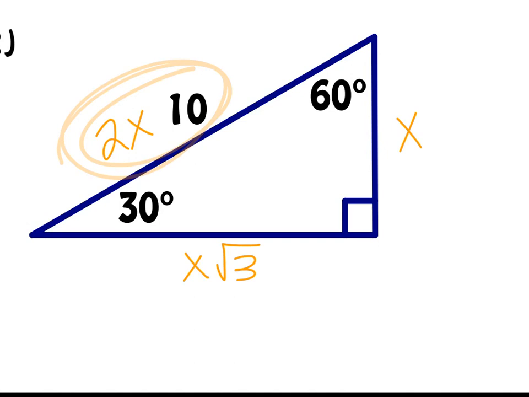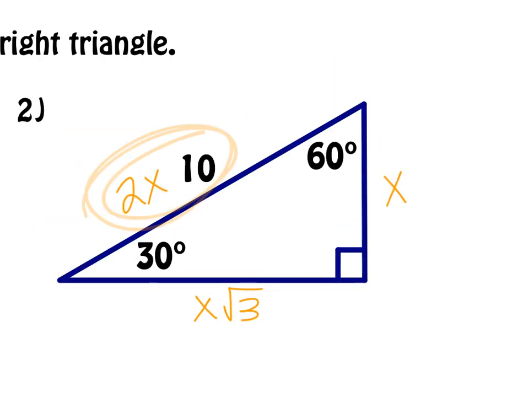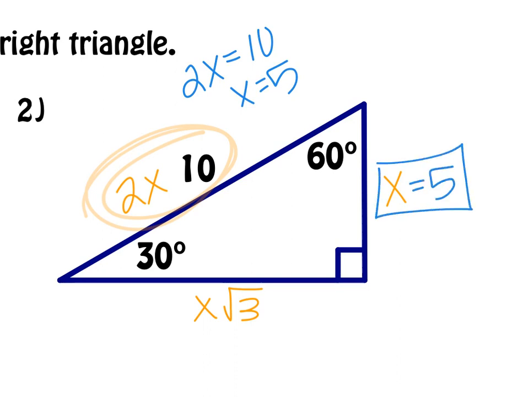In order to solve for x, because that's the only way I'll be able to solve for any of the other parts of this problem, we have 2x equals 10. So x has to be 5. I divided both sides by 2, so I got that x equals 5, which means my shortest side is 5. And my medium side is 5 square root 3. Okay?